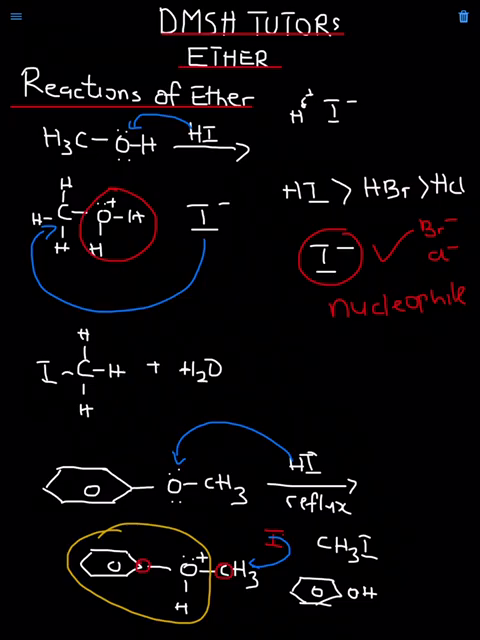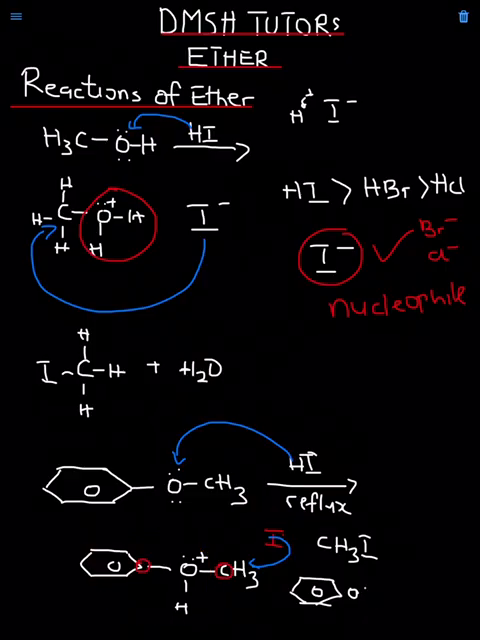Please note, even if you use excess acid, the phenol will not convert to halide. Do you get that? The phenol will not be converted to aryl halide, even if you use a very strong acid, excess acid. So here we have methyl iodide and phenol. So this is for aromatic ether.